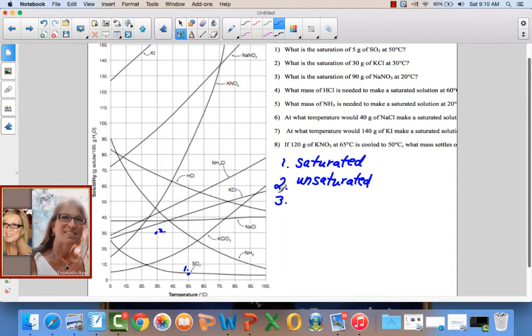Number 3. What is the saturation of 90 grams of NaNO3 at 20 degrees? I'm going to go to 20 degrees, 90 grams, and I'm going to put a dot. This is question 3. NaNO3, I am just above that line, just above it, so that makes me supersaturated.